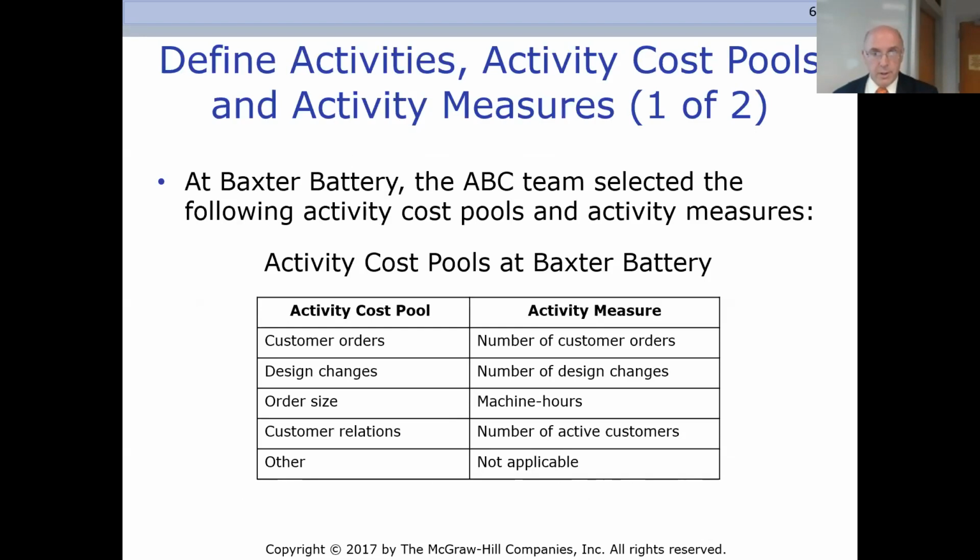At Baxter Battery, the ABC team selected the following activity cost pools and activity measures. They have 5 activity cost pools, or really 4. Customer orders are based on the number of customer orders. The design changes are based on the number of design changes. Order size based on machine hours. Customer relations are based on the number of active customers. And then other, they don't have one of those. So we don't have to worry about that one.